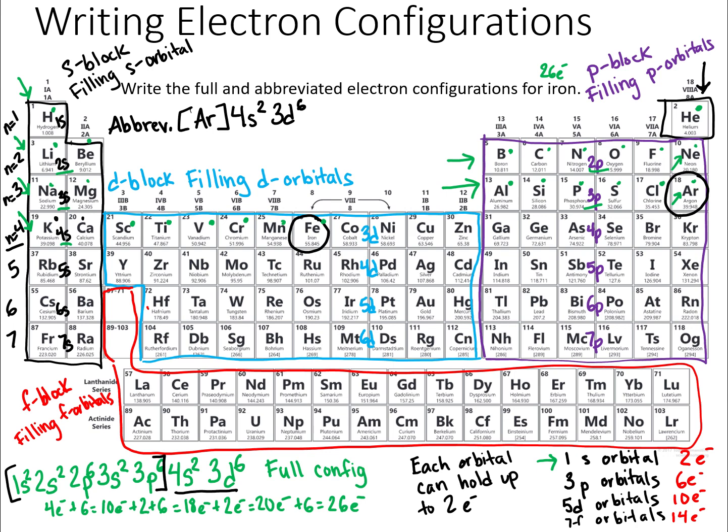So the abbreviated form takes a lot less time to write, but you need to understand the full configuration to understand what the abbreviation really means. I've got another example here, so let me know if you need to talk through this one again, or if you want to go and work through one more example. Okay.